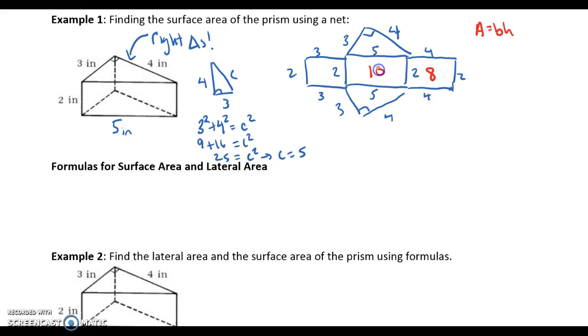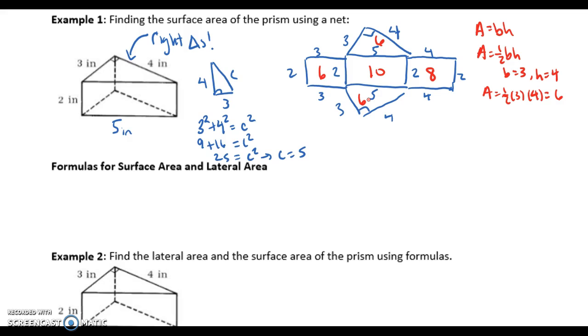5 times 2 gives me 10. 3 times 2 gives me 6. We're going to look at two triangles. Area is 1/2 base times height there. And here our base and height need to be perpendicular. So base is 3, height is 4. So 1/2 of 3 times 4 is just going to give me 6. So I have 6 on top and 6 on the bottom.